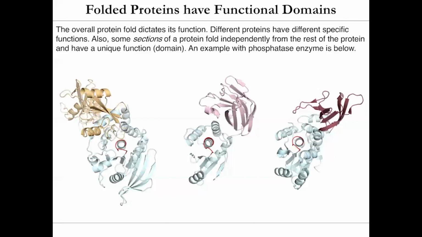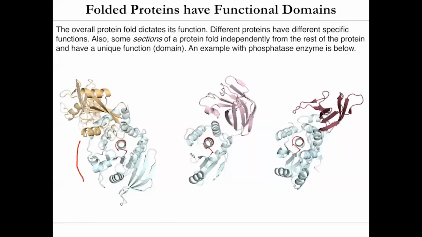And so proteins will often have these functional motifs. One half of the protein will fold independently and do one job, and the other half of the protein will fold independently and do a different job. And so these are called domains. And I don't want you to get hung up on this. I know it can be a little bit confusing, but I have an example right here.